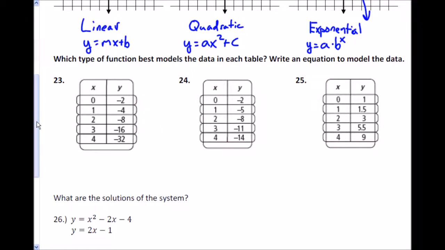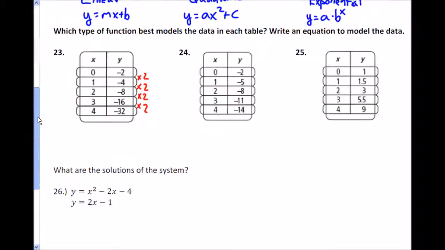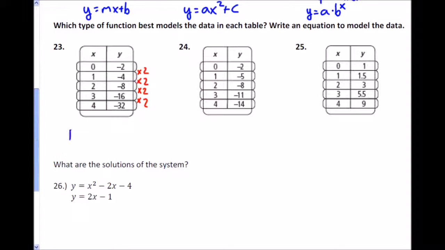So then I go back to the drawing board and say, okay, am I multiplying? Well, yeah, I'm multiplying by 2, and then times 2, and then times 2. I'm looking for the pattern here. So since I'm multiplying by the same thing each time, it means that I'm dealing with an exponential function. So this is going to be exponential.